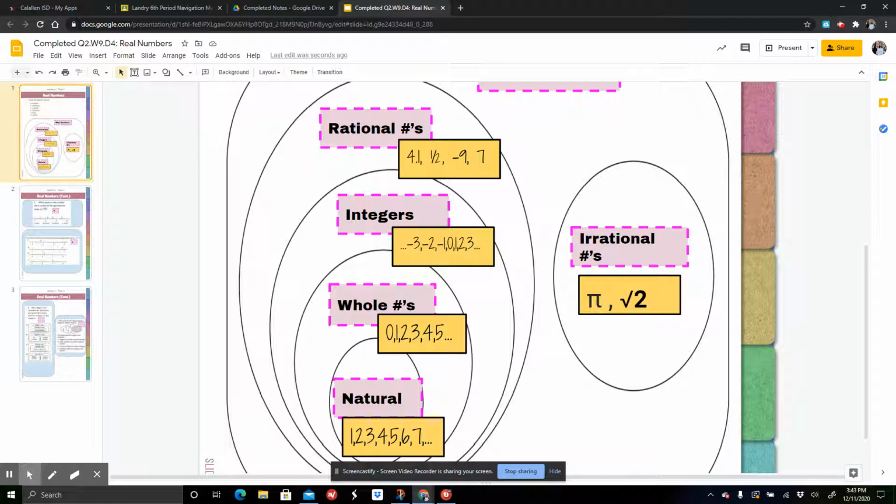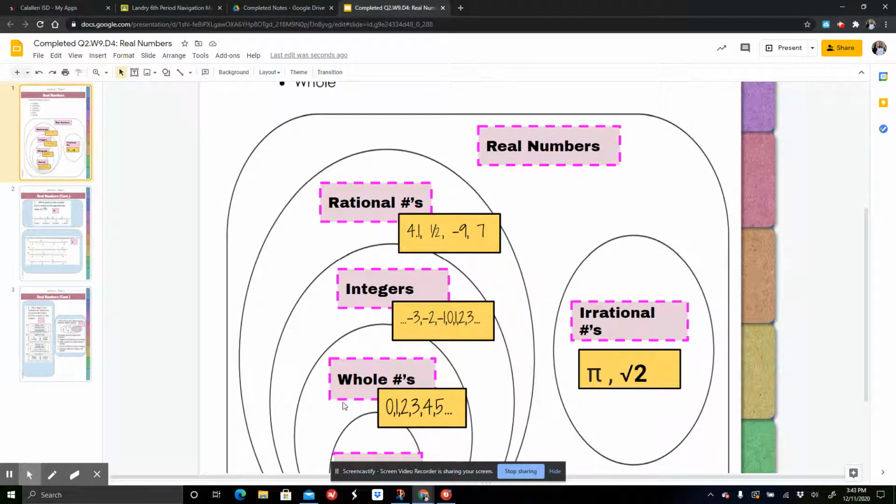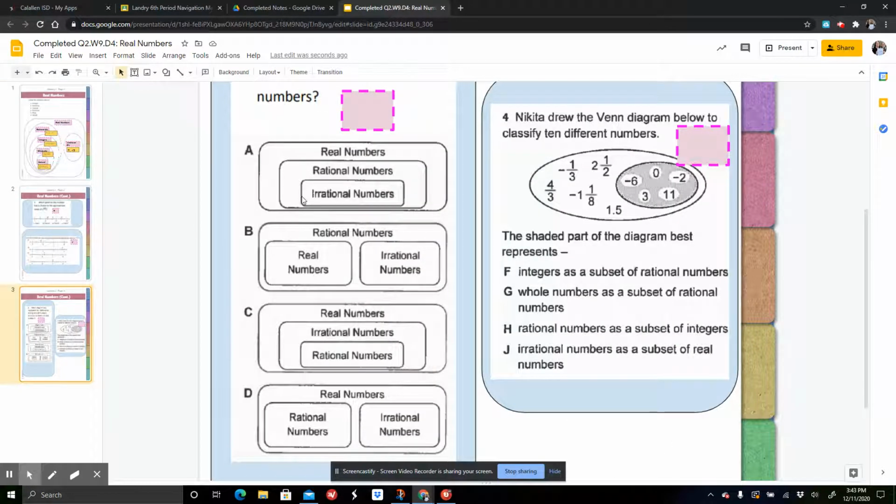And inside of rational, we have all of these other things, but they're not mentioned in the question. The question wants to talk about rational, irrational, and real. And so the main outer circle is real, and then inside of real, you have irrational and rational separately. So if we go look at our thing here, irrational does not go inside of rational. So answer choice A is not going to be your answer, because it has irrational inside of rational.